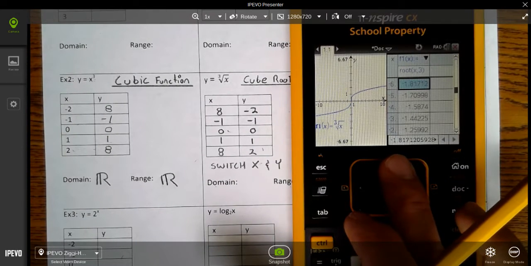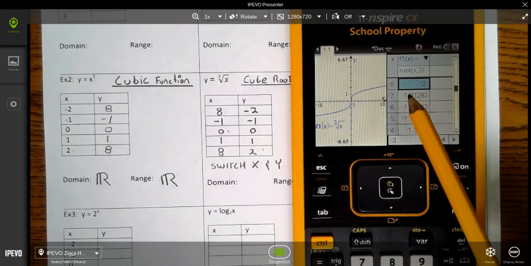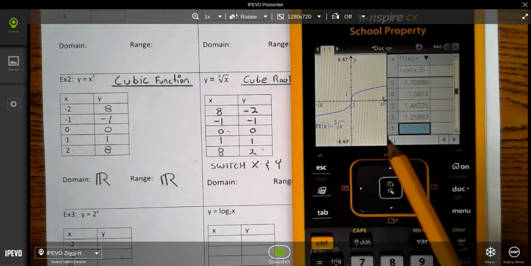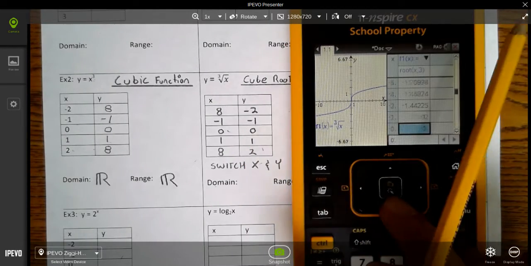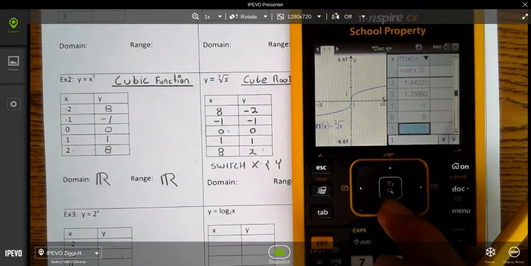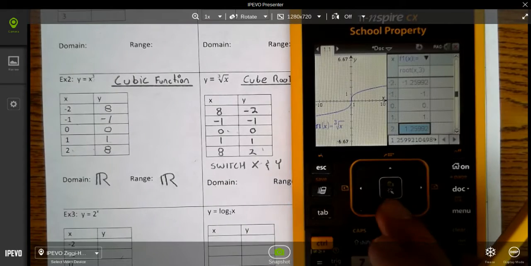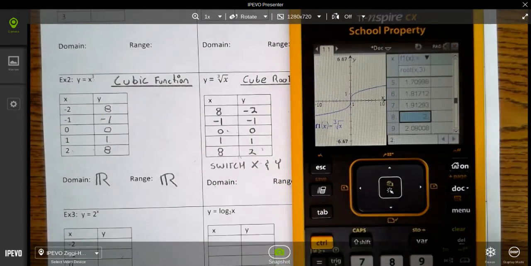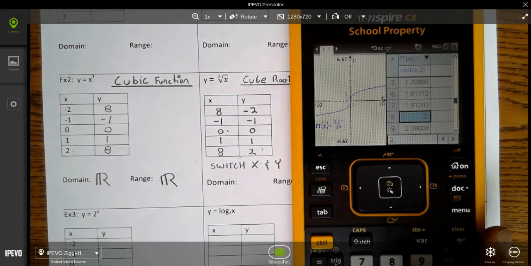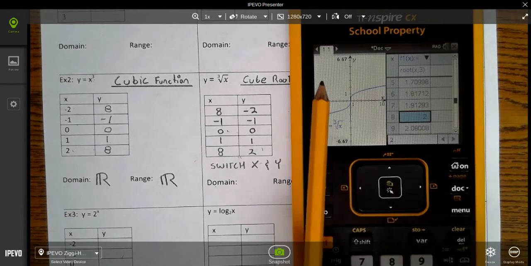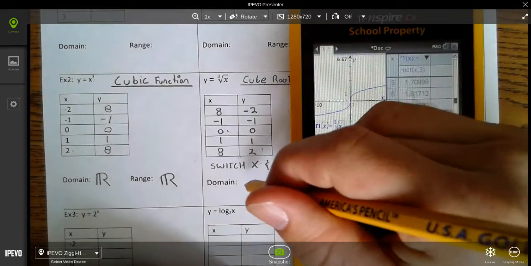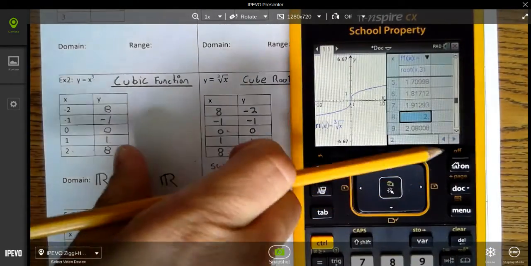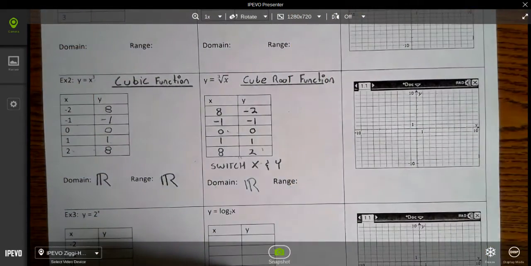that in fact we did the inverse. -8, -2 matches, -1, -1 matches, 0, 0 matches, 1, 1 matches, and 8, 2 matches. Okay, so let's look at the domain and range. From left to right, it's all real numbers. And then for range, from bottom to top, it's all real numbers as well.